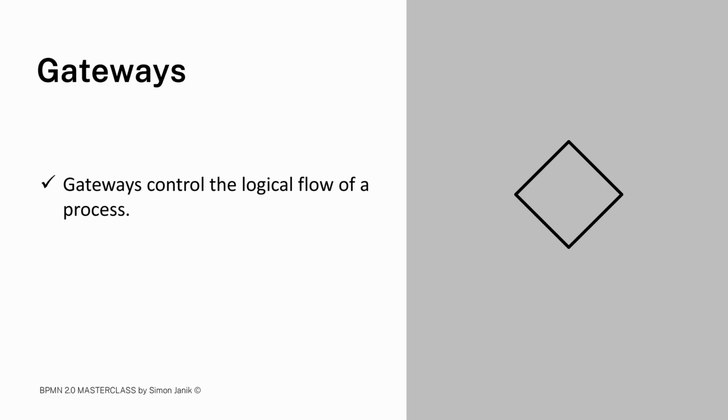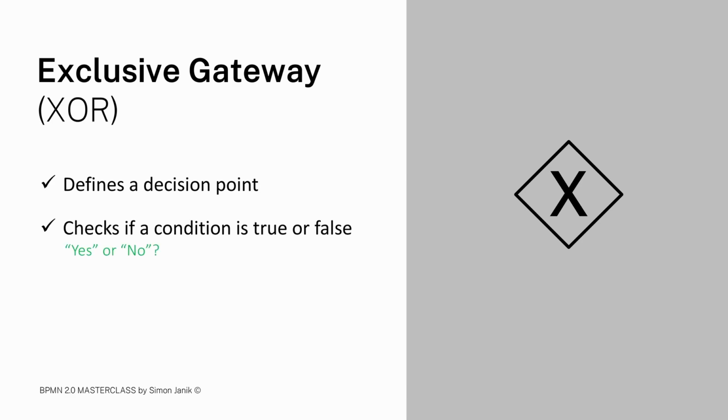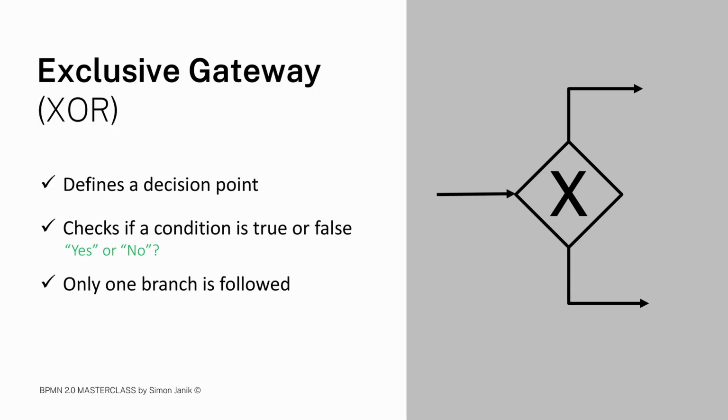For now, we take a look at the most common type of gateway, the exclusive gateway, also called the XOR gateway. An exclusive gateway defines a decision point in the process. It checks whether a certain condition is true or false, and based on the result, only one path is followed. This decision is usually written as a question above the gateway.